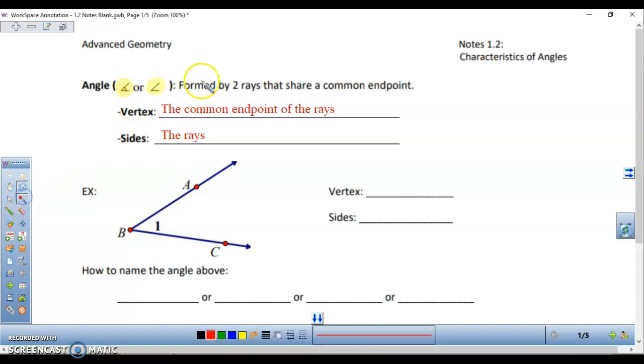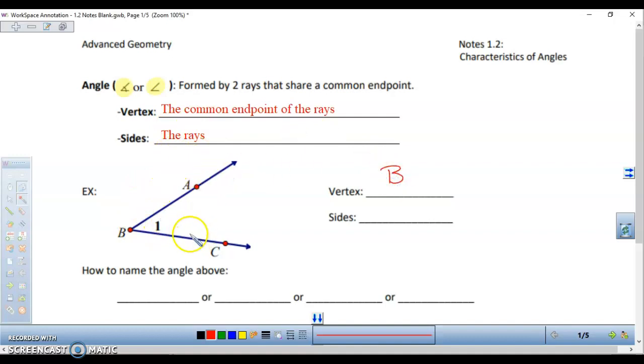So an angle by definition is formed by two rays. So I have ray BA and ray BC that share a common endpoint. Both of those rays have a common endpoint of point B. So the vertex of this angle is point B. All right, it is the common endpoint.